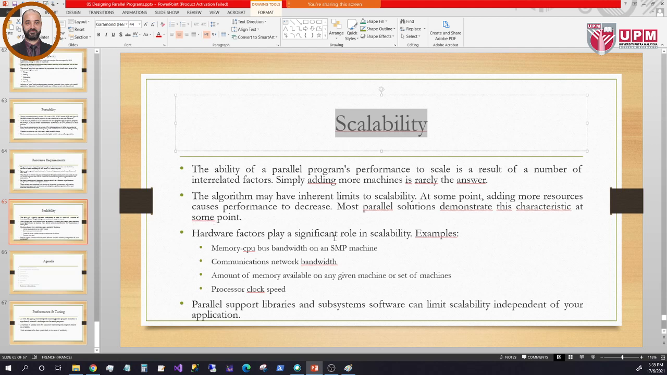Hardware factors play a significant role in scalability. Example: memory-CPU bus bandwidth on an SMP machine, communication network bandwidth, amount of memory available on any given machine or set of machines, processor clock speed, parallel support libraries, and subsystem software can limit scalability independent of your application.